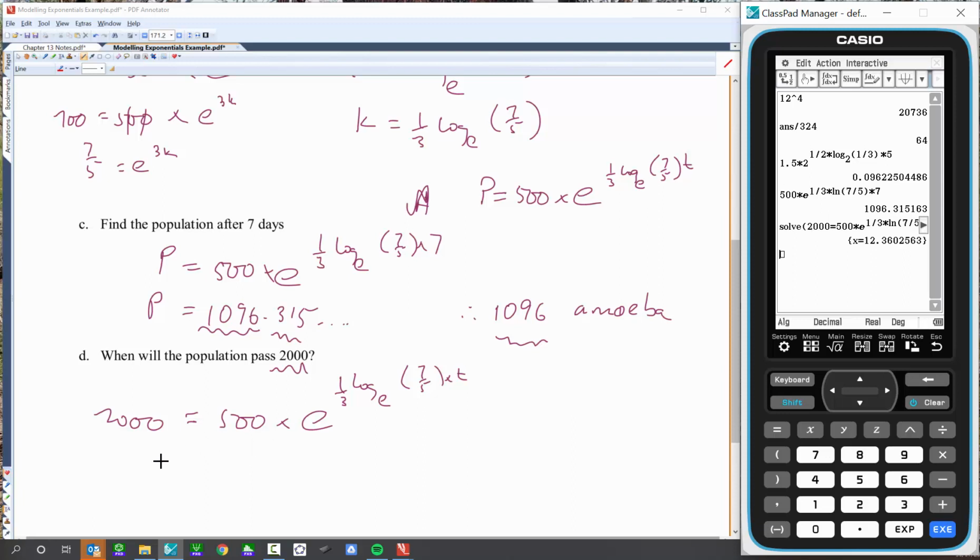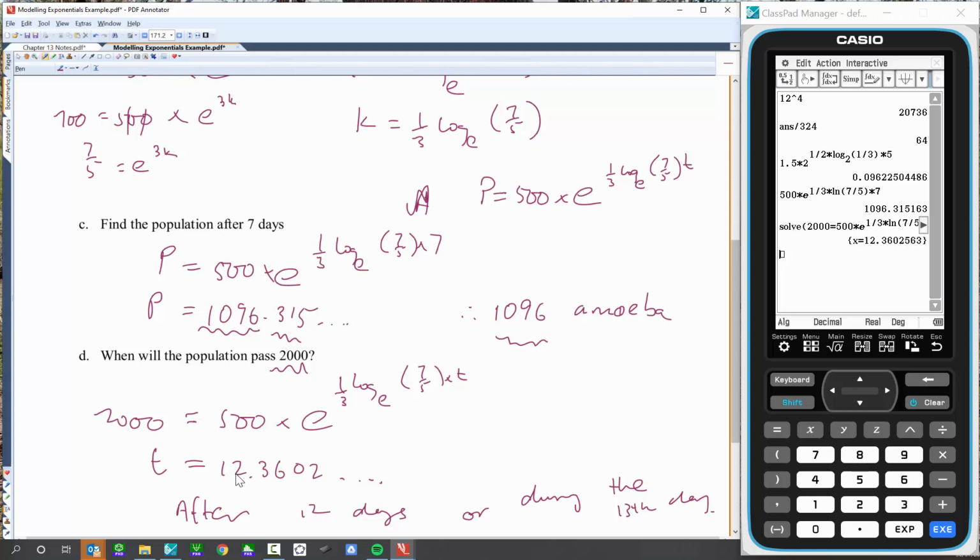So it's t equals 12.3602... So when does that happen? That happens after 12 days, or probably more specifically during the 13th day. After 12 days, we still haven't got enough. So actually, that's wrong, we shouldn't write that. It is not 2 answers. So when will it pass 2,000? It's going to pass 2,000 during the 13th day.